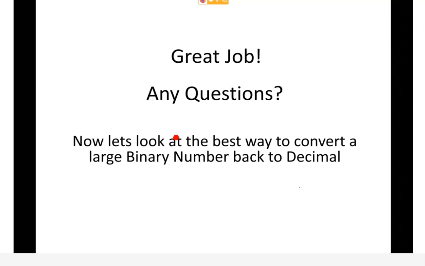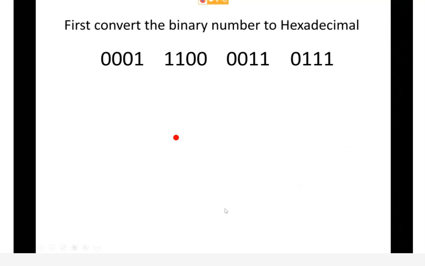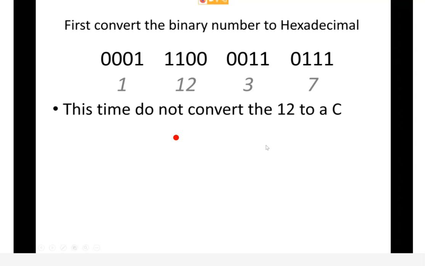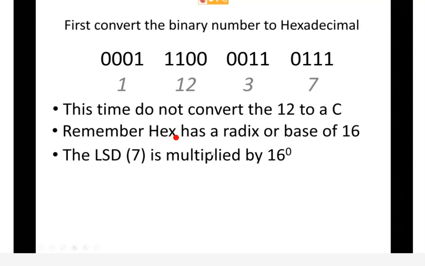So first off, we'll first convert the binary number into hex or octal, up to you. 7, 3, 12, 1. But our hex number in this case is 1C37. Now our least significant digit is multiplied by 16 to the 0, right?